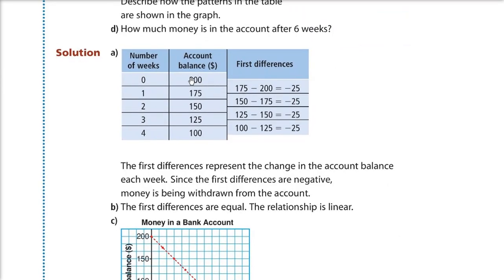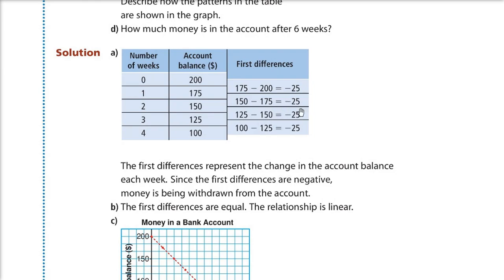So let us take the first difference: 175 minus 200 is minus 25, 150 minus 175 is minus 25, 125 minus 150 is minus 25, 100 minus 125 is minus 25. So the first difference shows there is a constant number. Since these numbers are negative, money is being withdrawn. So here we have a linear relationship.